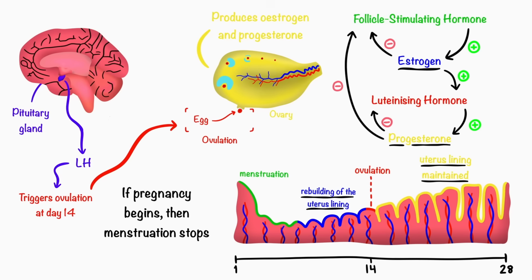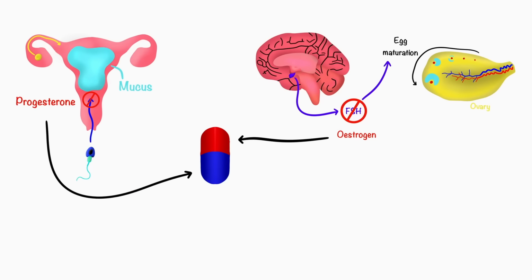The precise timing and interaction of these hormones ensure that the reproductive system functions properly, preparing the body each month for the possibility of pregnancy. In our next episode, we'll explore how an understanding of these hormonal mechanisms has led to the development of various contraceptive methods that help people plan their families.